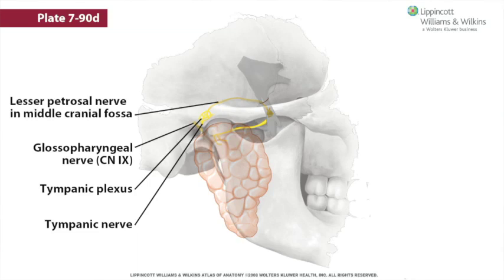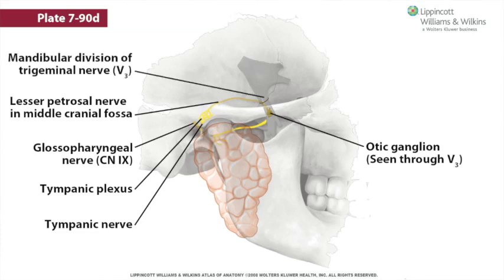The lesser petrosal nerve travels through the temporal bone and enters the middle cranial fossa through a hiatus just lateral to the greater petrosal nerve. The nerve exits the cranial cavity through the foramen ovale and immediately synapses at the otic ganglion, which is suspended from the mandibular division of the trigeminal nerve.